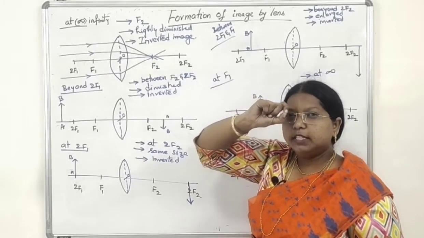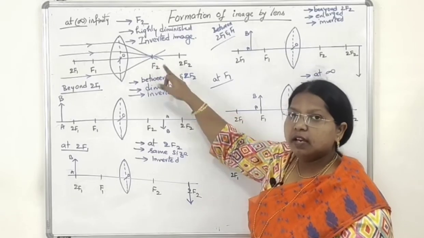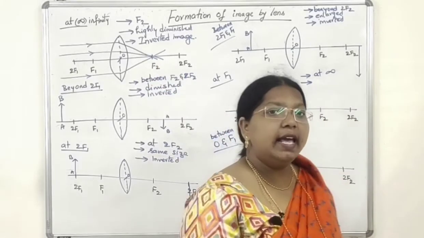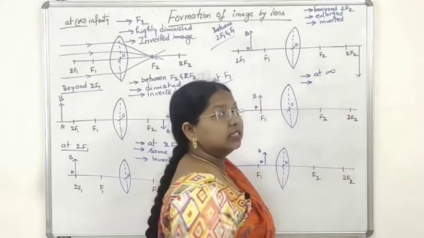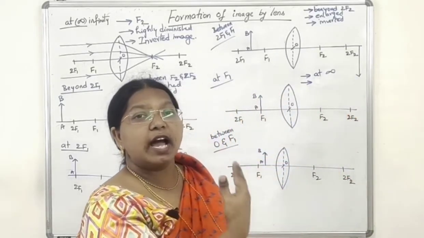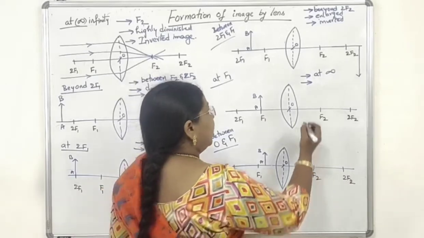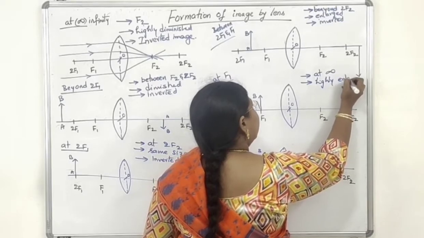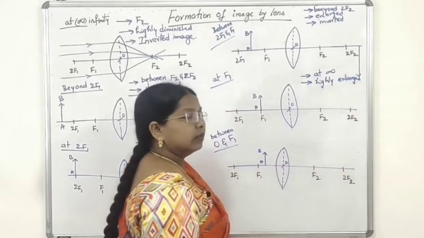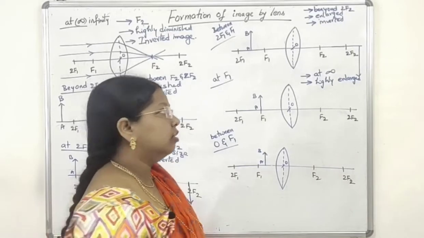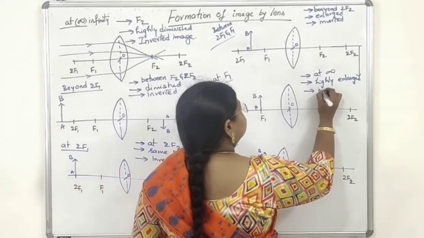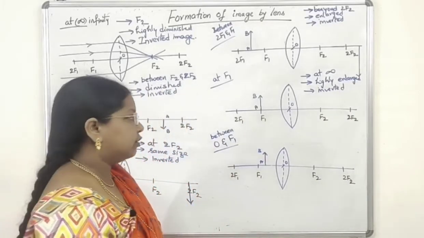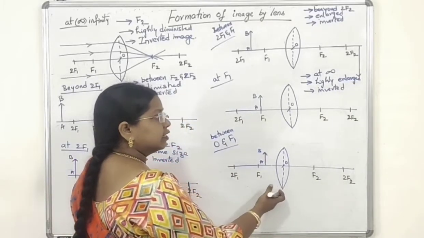We brought it to a point, that much small. Highly diminished, diminished, same size, enlarged, then highly enlarged or highly magnified. Inverted. Clear, students? Next one.